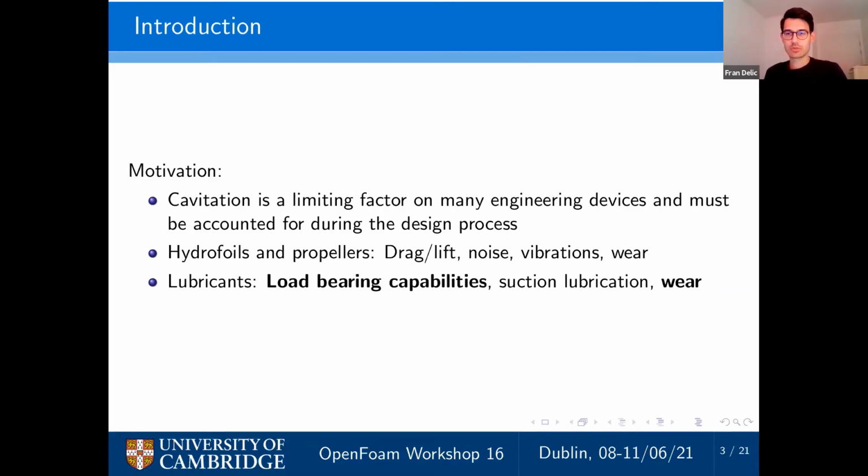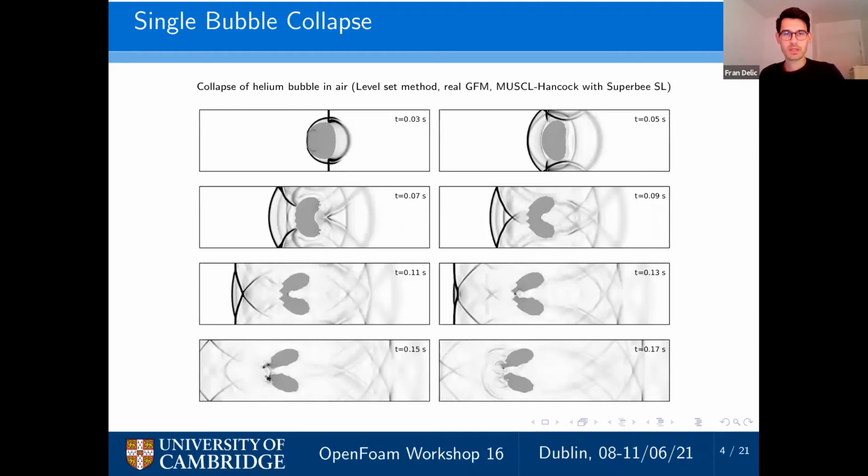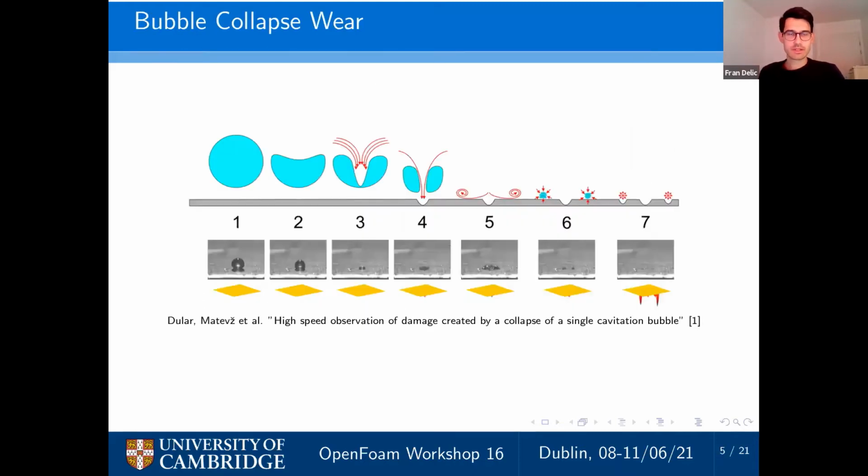So how does wear due to cavitation actually occur? Here we can see a simulation done as part of my coursework for the MPhil. This is the collapse of a helium bubble in air. And if this bubble collapses near a surface, it can cause damage. The high velocity jet shown in the red arrows impacts the surface and causes deterioration.